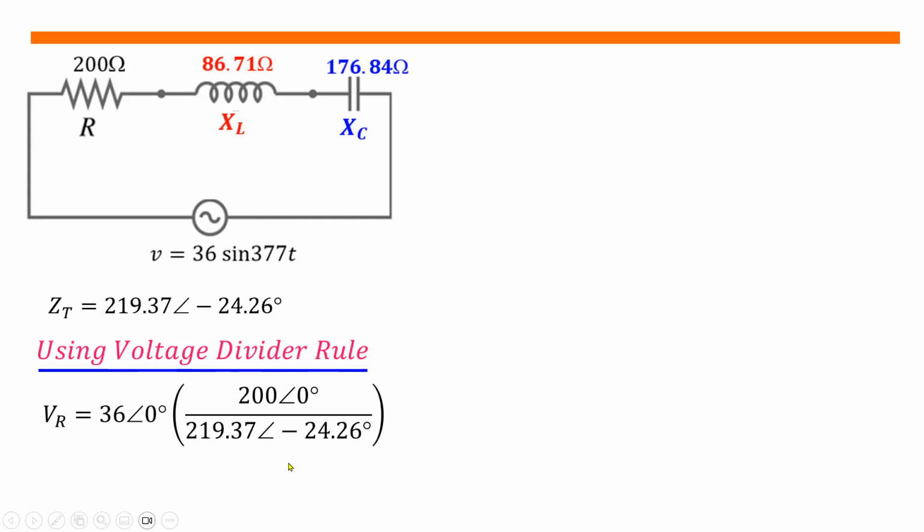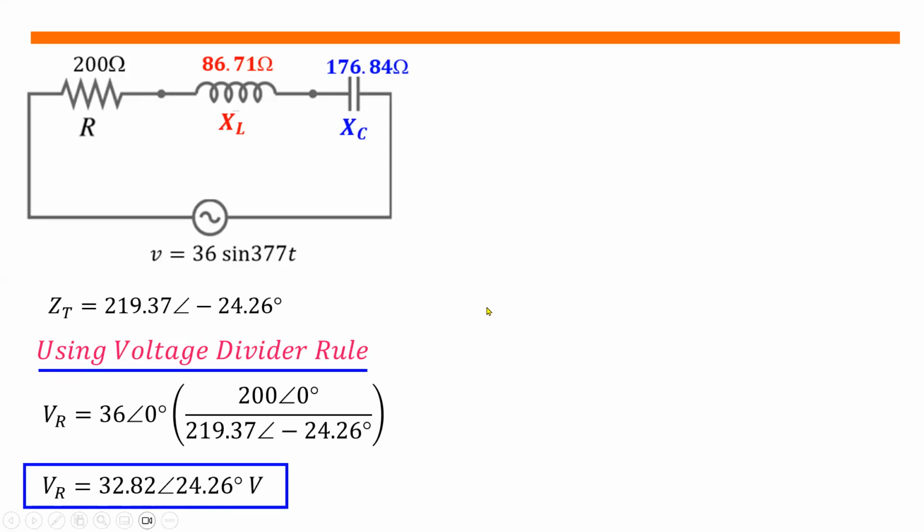impedance, which is 219.37 angle negative 24.26 degrees. So that will give us the voltage across the resistor, which is 32.82 angle 24.26 degrees volts.